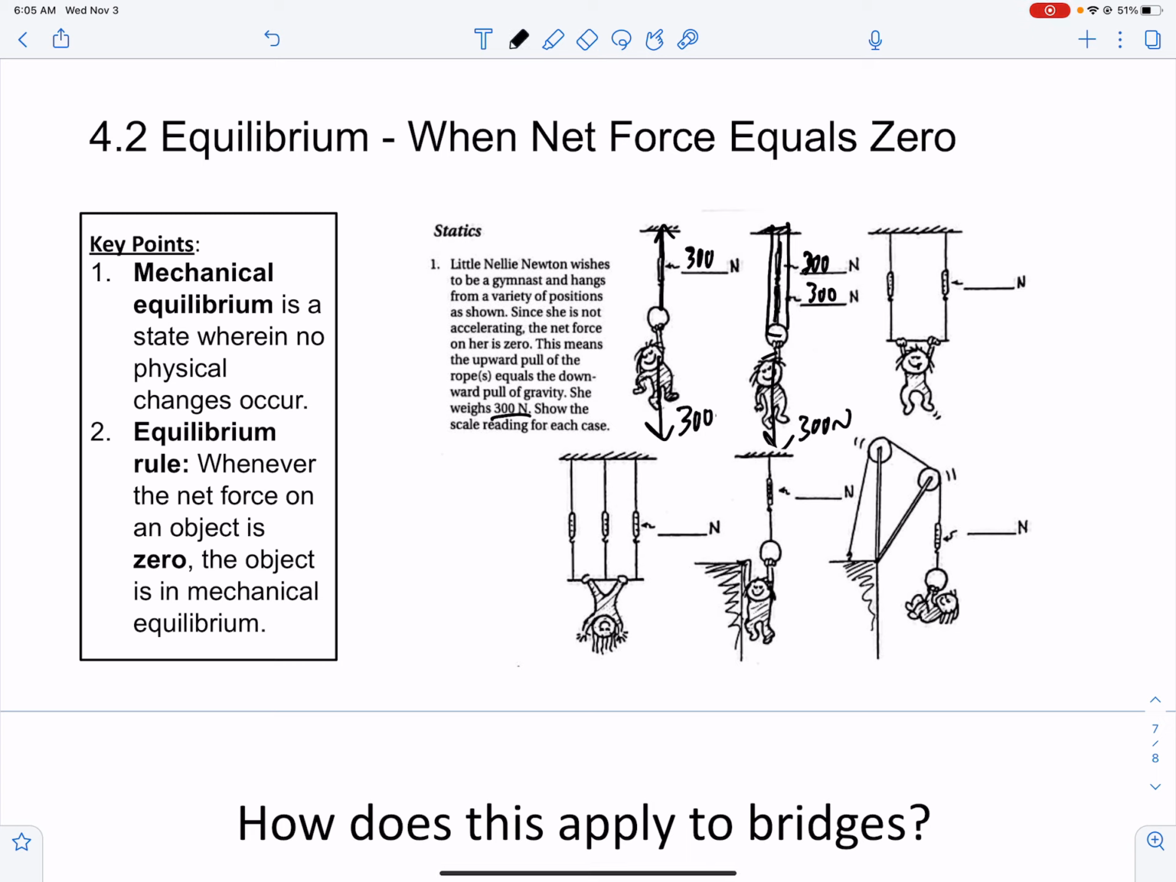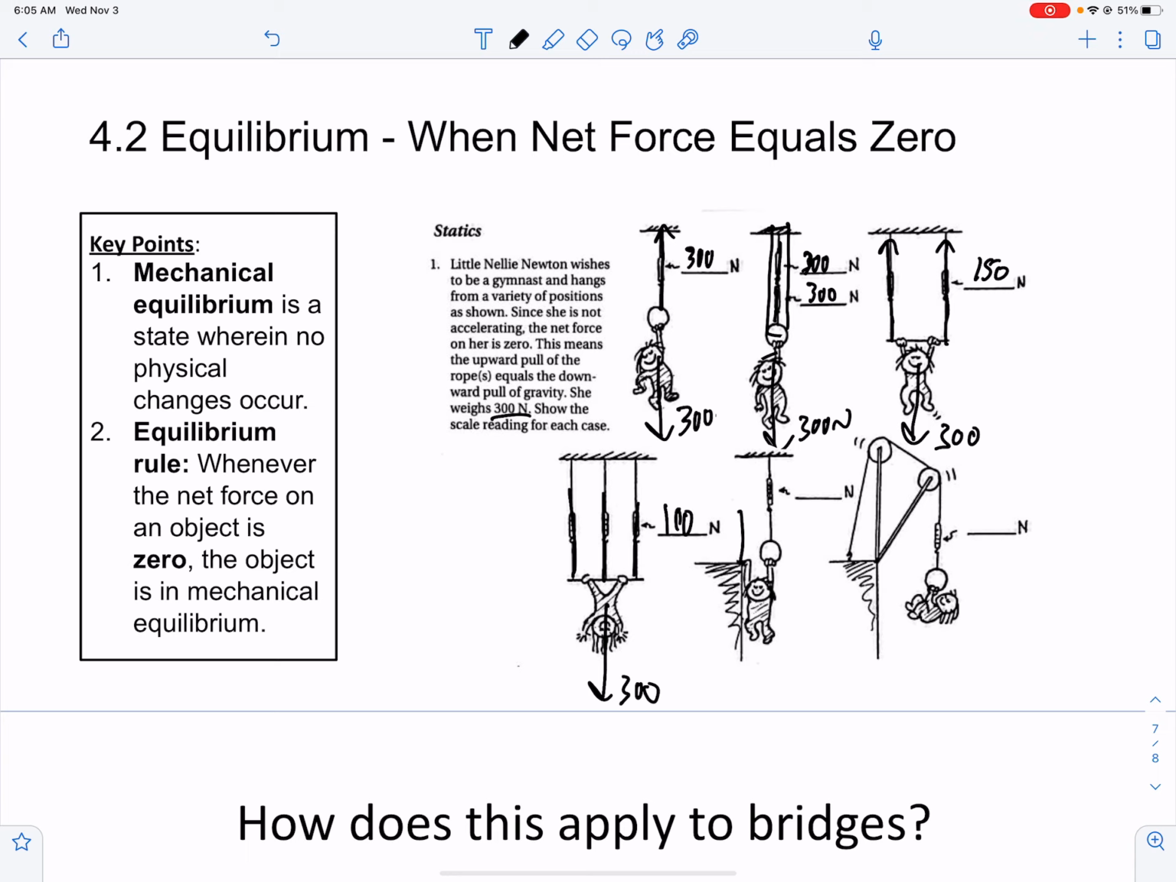Over here, it's a little bit different. We have 300 newtons downwards, but there are 2 ropes. There's one rope that can hold some weight here, and one rope that can hold some weight here. And if there are 2 ropes evenly spaced, they both can hold weight. Each one's going to hold 150 newtons. Same thing here, 300 newtons. What should each of these be? She's evenly spaced, so 100 newtons.